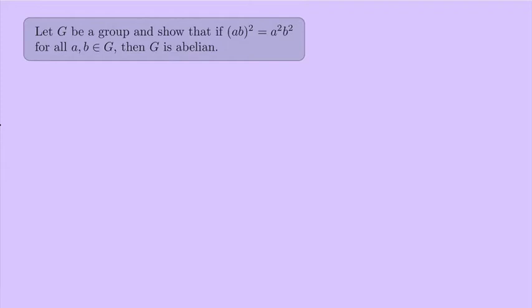Let G be a group and show that if (AB)² equals A² times B² for all A and B in G, then G is abelian. So before you attempt a proof, we should figure out what the problem is saying. It says, let G be a group.